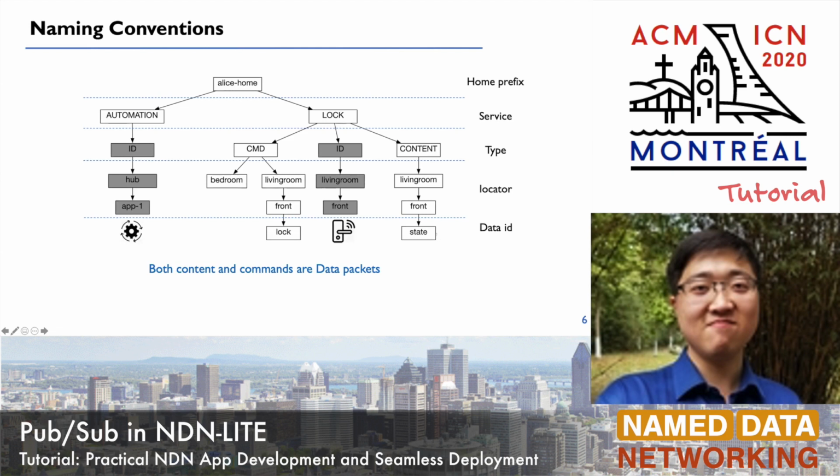And separately, we have command type data. Say an application wants to publish a lock command for a specific door lock at the front door. The data will be named /address home/lock/command, then living room front lock, and finally it will append a timestamp to achieve data uniqueness. And as we just mentioned, in this namespace, both content and commands are data packets.